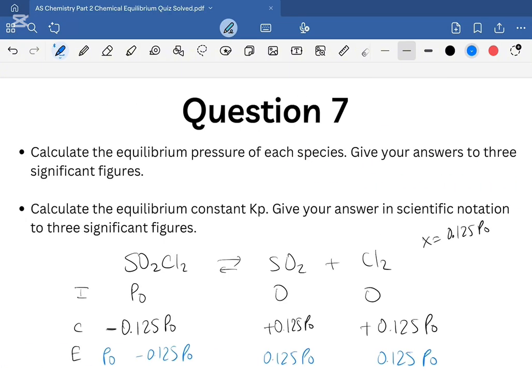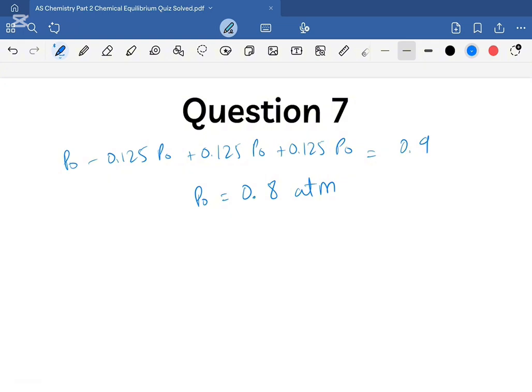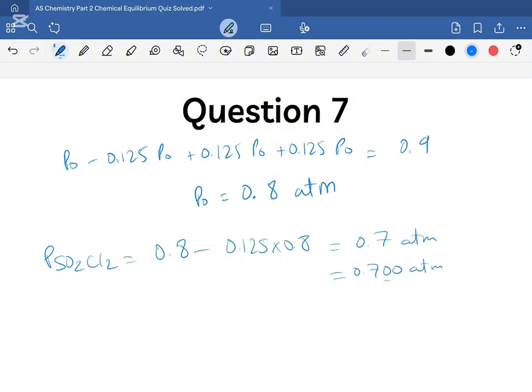So now I can substitute P0 to get the values for the equilibrium pressure. The initial pressure is 0.8. Therefore, I can now find the pressure for SO2Cl2. The pressure for SO2Cl2 is equal to 0.8 minus 0.125 times 0.8, and we're going to get a value of 0.7 atm. Since they need the answer to three significant figures, I'm going to add the necessary zeros over here.